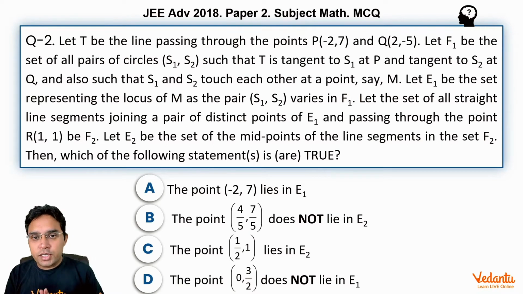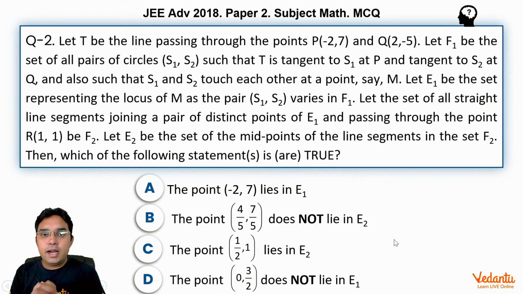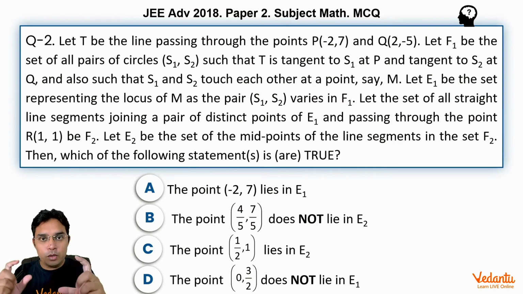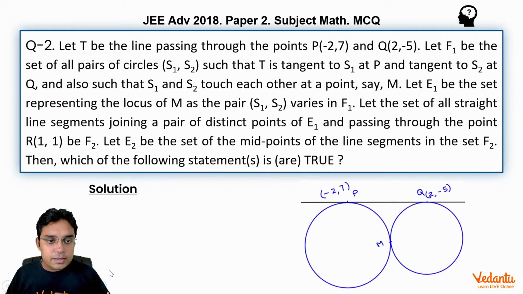Too much information is given in the question. So to solve this question, let us understand the information given in small pieces. First, let us understand that T is a given line passing through P and Q, and F1 is the set of pairs of circles S1, S2 such that T is tangent to S1 at P and tangent to S2 at Q.